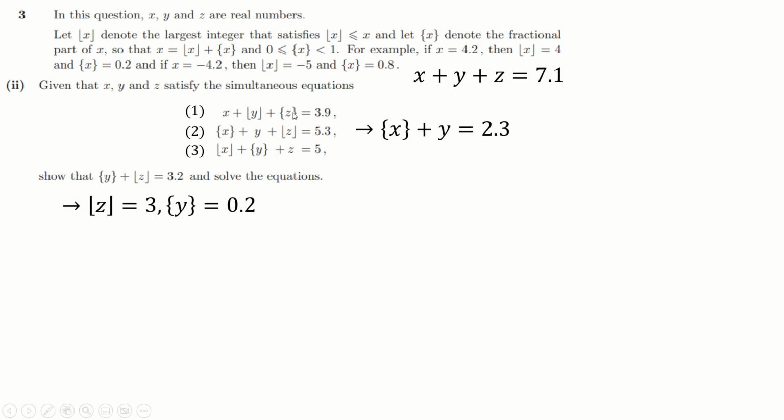We can't really do anything with this because we didn't find either of those two things. But this one, floor of z is 3, so take it away from both sides. Here, squiggles of y is 0.2, take it away from both sides. And let's see if we can make any progress here. Now, this is not as easy because it's not floor plus squiggles, it's floor plus a regular number, or squiggles plus a regular number. So this isn't as easy to say, but let's think about this one carefully.